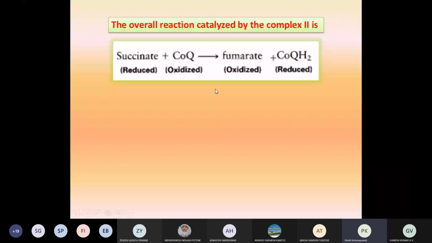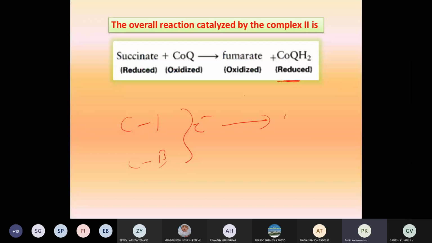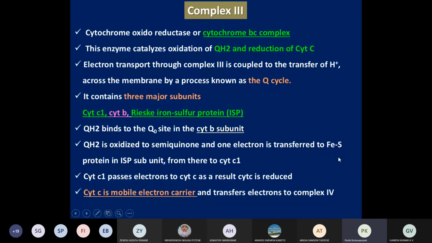The net reaction here is that when succinate is converted into fumarate, FAD is converted to FADH2. This FADH2 in turn donates its electrons to the iron sulfur clusters, and finally to the ubiquinone, which becomes ubiquinol. So in complex 1 and also in complex 2, the electrons are transferred to the ubiquinone. As a result, ubiquinone becomes ubiquinol. And this is about complex 2.